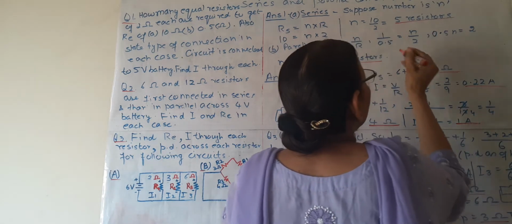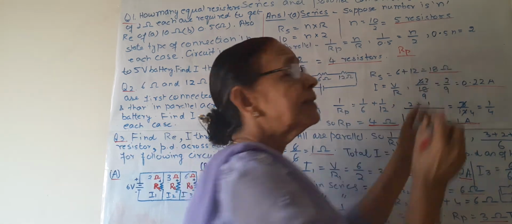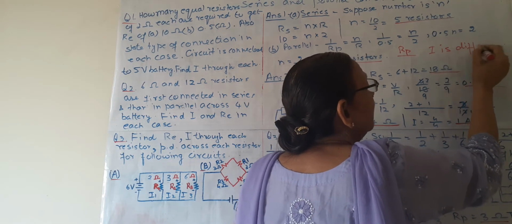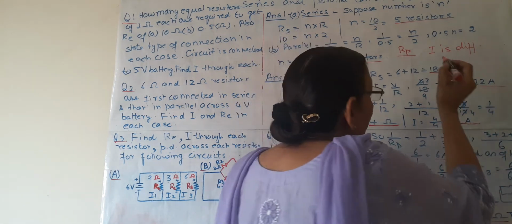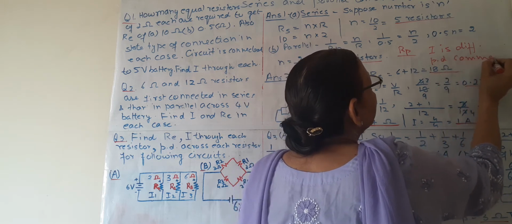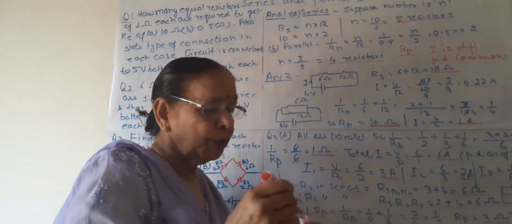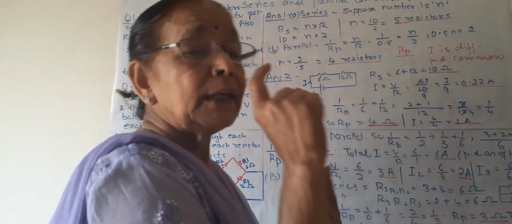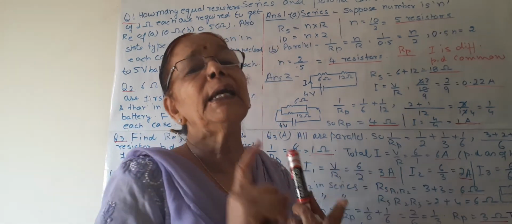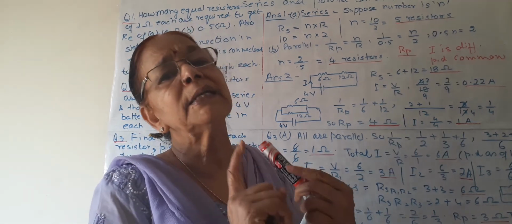Now about the parallel. What is in parallel? The current is different in all the resistors, but PD is common or same in all the resistors. So these two things you have to remember. In series, current is same, PD is different. In parallel, current is different and PD is same.